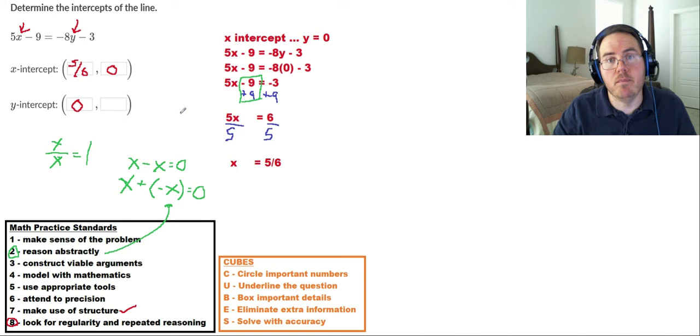Yeah, so that's a rational value. It can be on a graph. Deal with it. That is our x value. Now, that's when we're finding the x-intercept. Let's go ahead and find the y-intercept. Shall we do it in a different color? Sure.